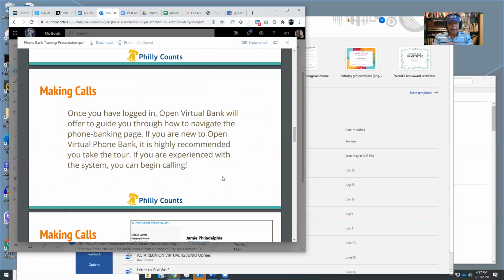So once you log in, the virtual phone bank will open, and they will also offer you a tour on how to navigate the phone banking page. If you're new to virtual phone banks, it's recommended that you take the tour. However, you can also go into YouTube and type VAN phone banks, and you see a number of really nice tutorials made by many community organizations of all types across the country. Some of them are longer, some of them are shorter, but you can get a feel in different ways.